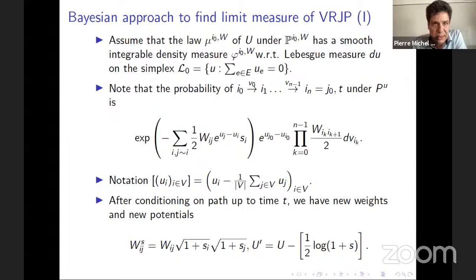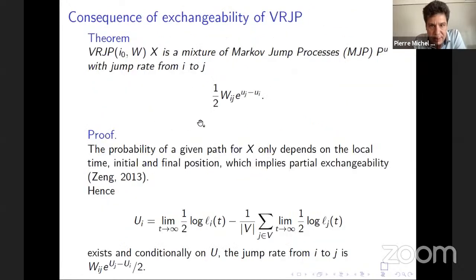So now let me explain the Bayesian approach. We call mu I0W the law of the limit random variables U, under which the VRJP is a mixture of Markov processes with jump rates which are 1/2 of Wij e to the uj minus ui.